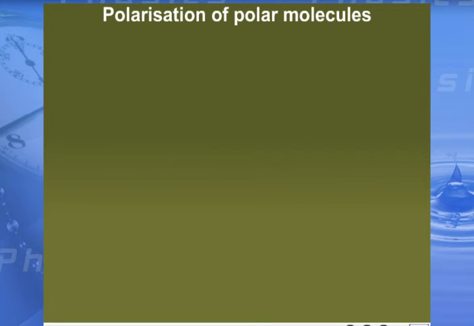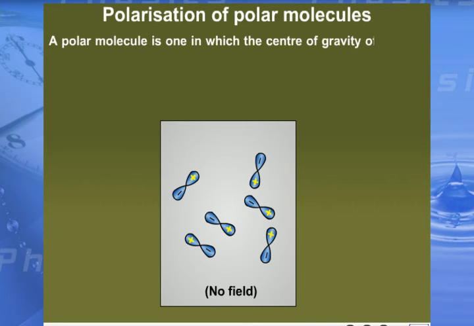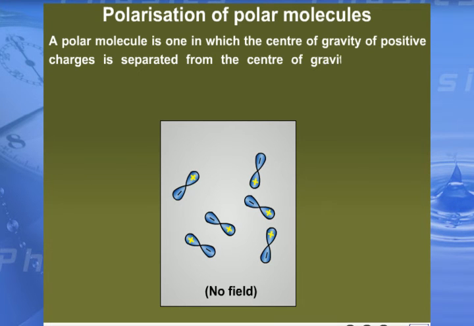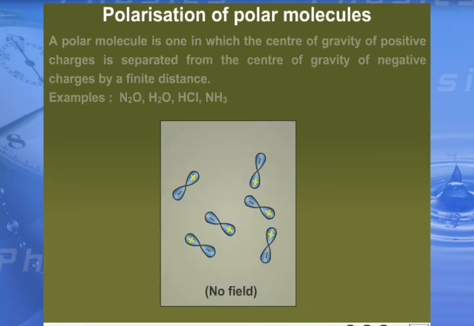Polarization of polar molecules. This animation explains the polarization of polar molecules. A polar molecule is one in which the center of gravity of positive charges is separated from the center of gravity of negative charges by a finite distance. Examples: N2O, H2O, HCl and NH3.